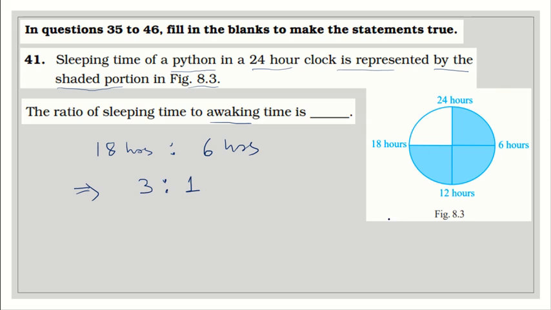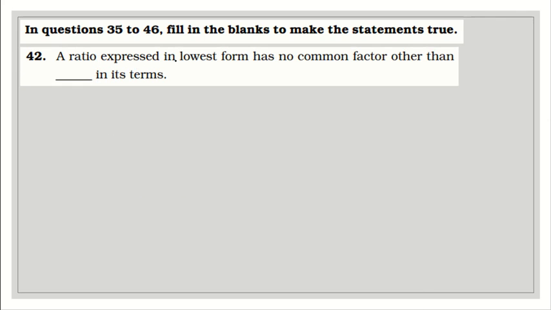Now, moving on to question number 42. A ratio expressed in lowest form has no common factor other than 1. So, the right answer is 1. So, 1 is the only common factor of the two terms when the ratio is written in lowest form.